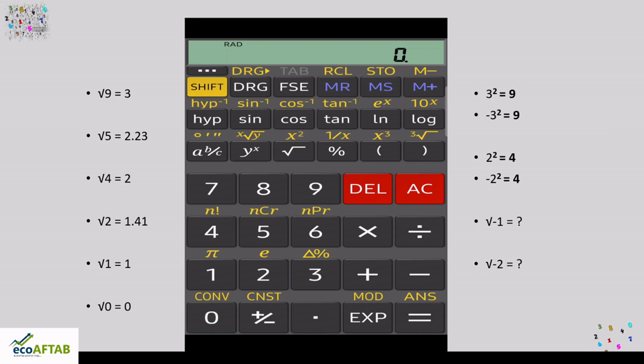Now, just pay attention. The square root of minus 1, you are finding an error. Similarly, the square root of minus 2, again you are finding an error. So there's this minus 1, the square root of minus 1, you are not getting any answer. This question mark is in there because in the calculator we are getting an error.